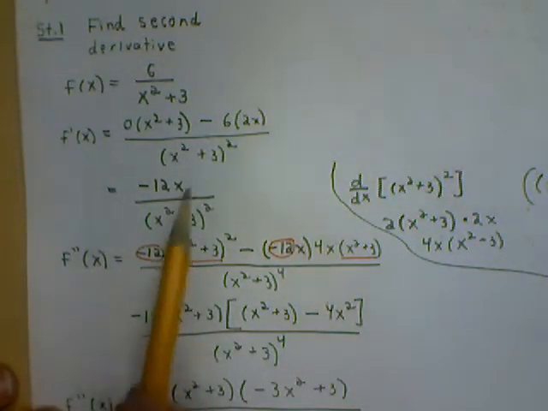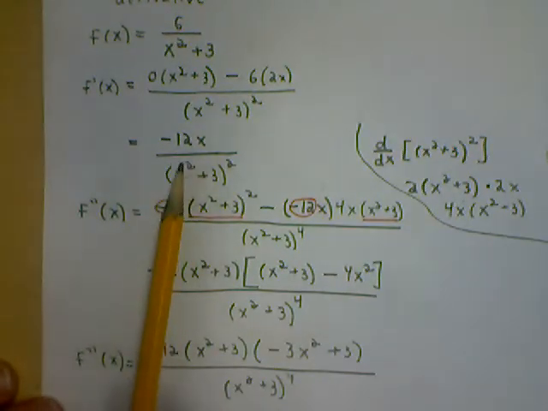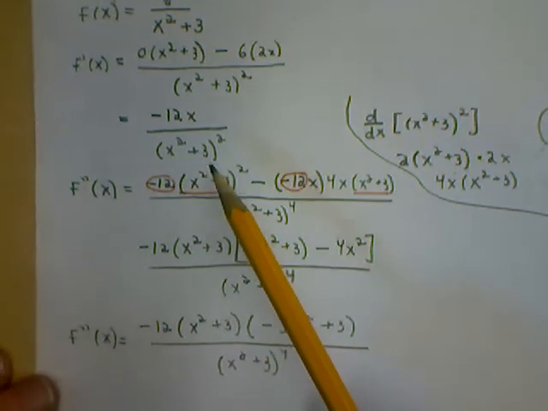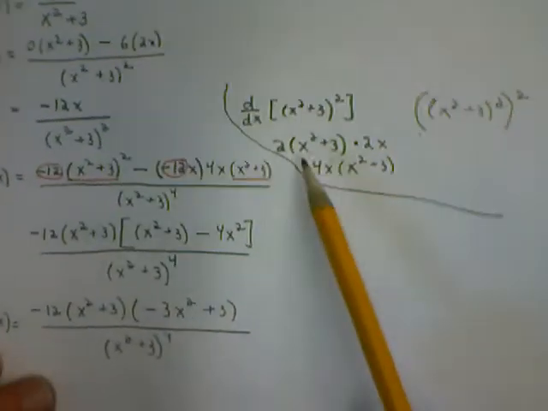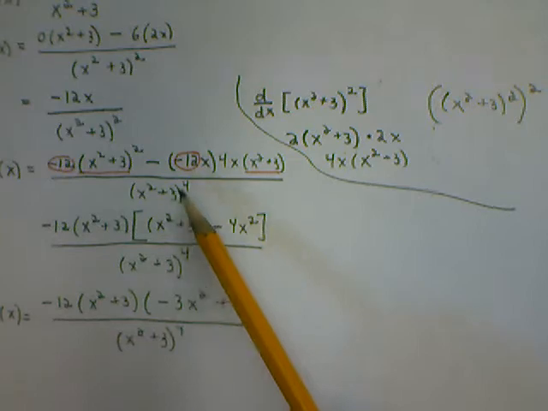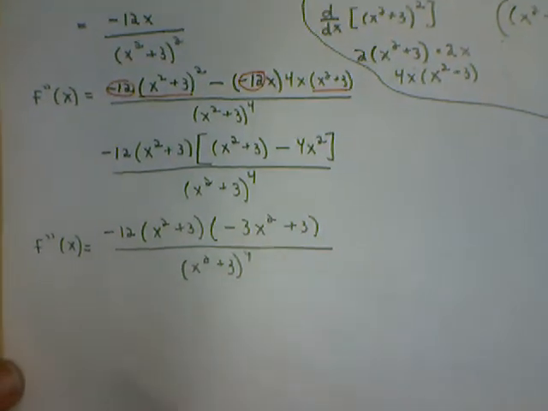All right, to review where we're at so far. First, I took the first derivative, and I got negative 12x over the quantity x squared plus 3, squared. Then I took the derivative again using the quotient rule. But when I used the quotient rule, I had the chain rule involved, and I had to square the denominator again. I then factored out the greatest common factor and simplified.